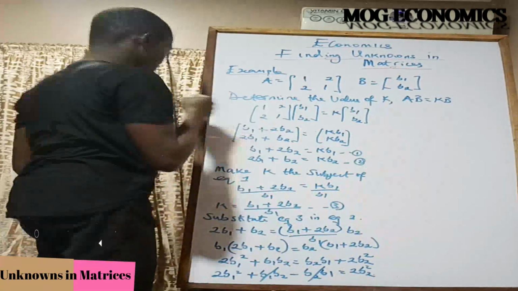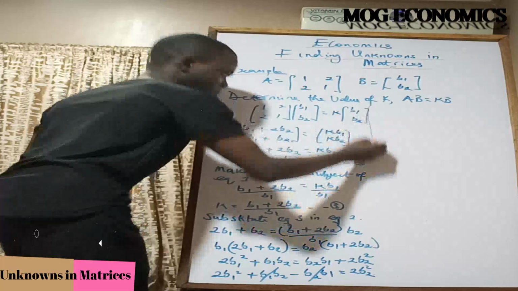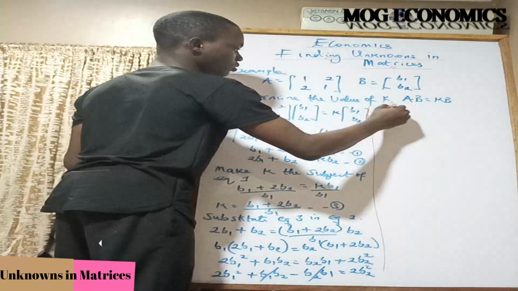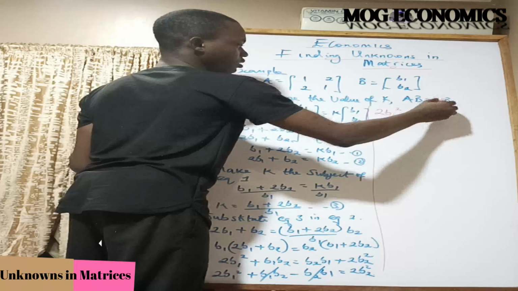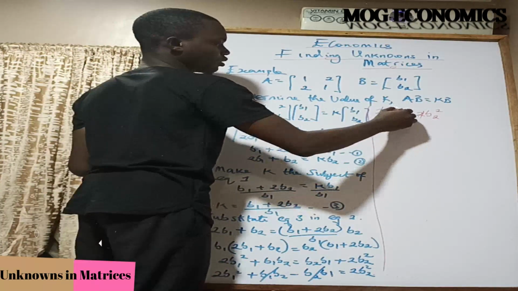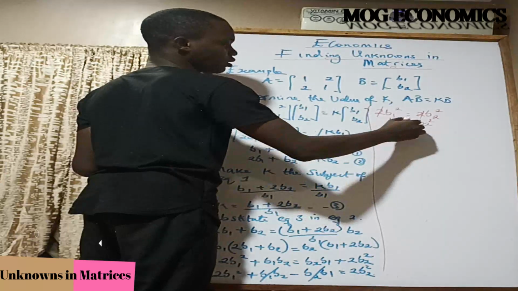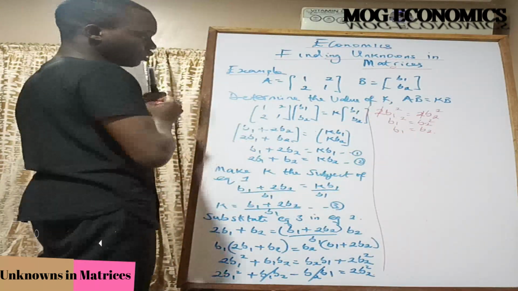So essentially, we are going to be having 2b1 squared equals 2b2 squared. All right, so 2 cancels 2. b1 squared equals b2 squared. So that simply means b1 equals b2, because the squares take each other out. So b1 is equal to b2.